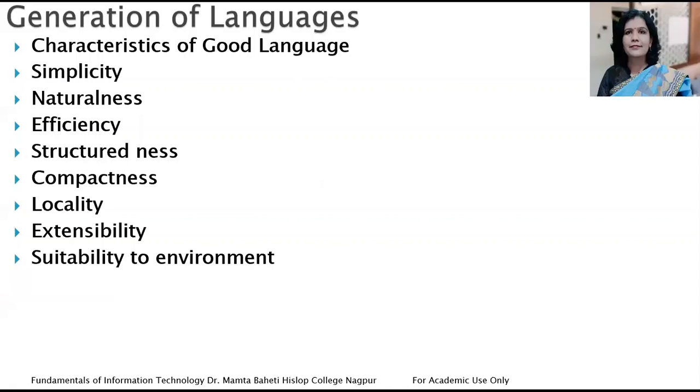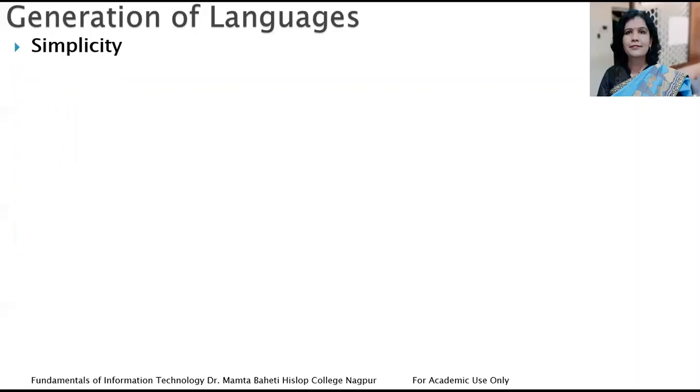It should be simple, it should be natural, it should be efficient, there should be certain structuredness, it should be compact, it should manage the locality, it should be extensible, it should be suitable to the environment. So these are certain characteristics of good language. We'll see those in detail.